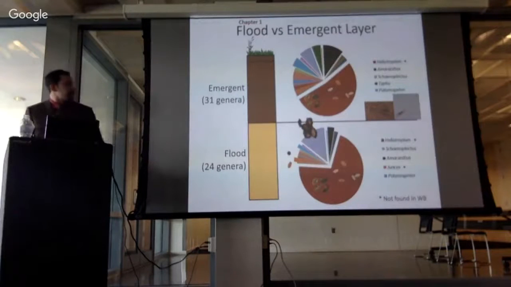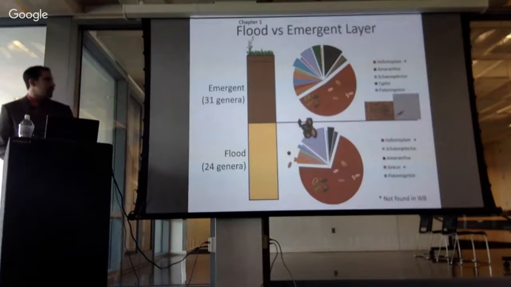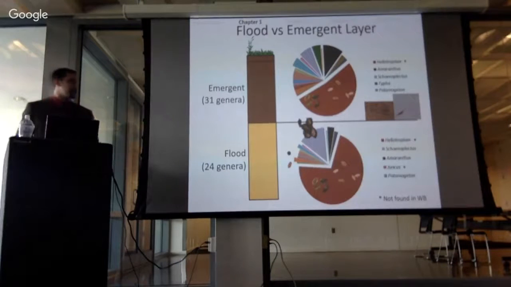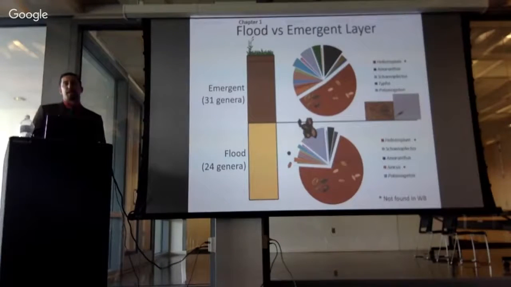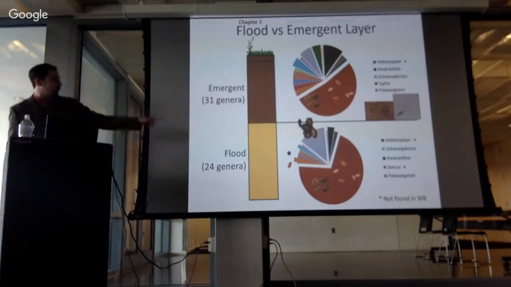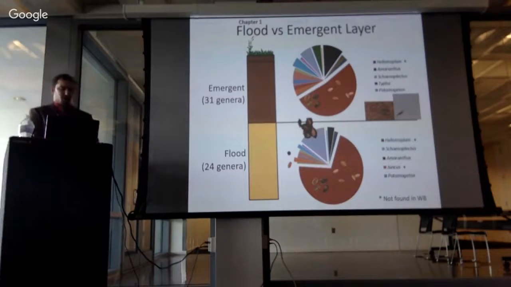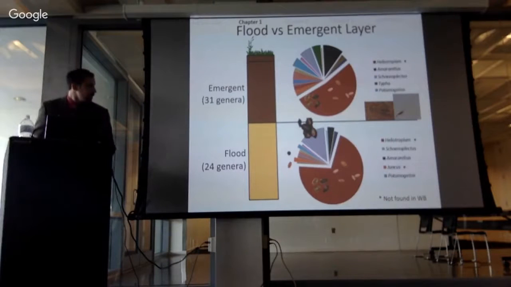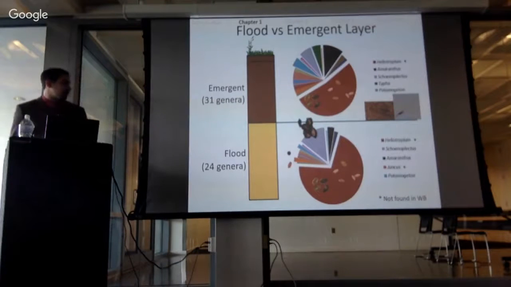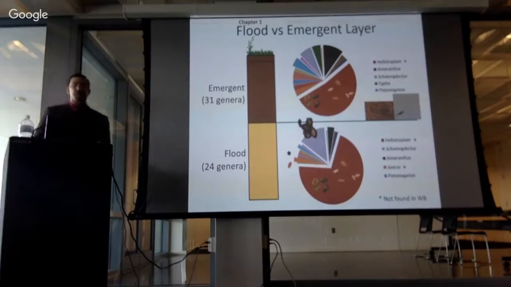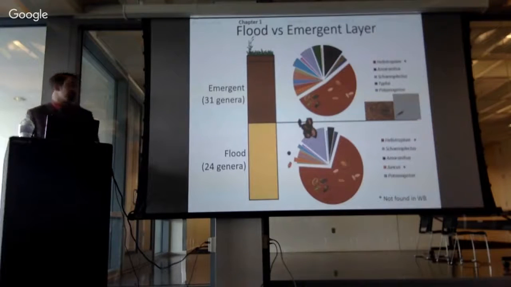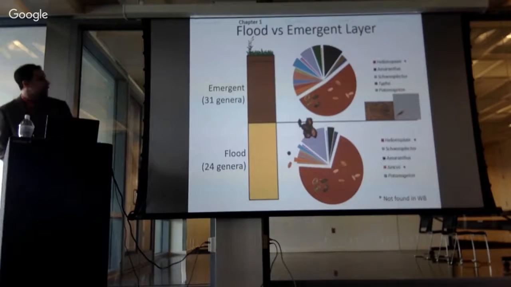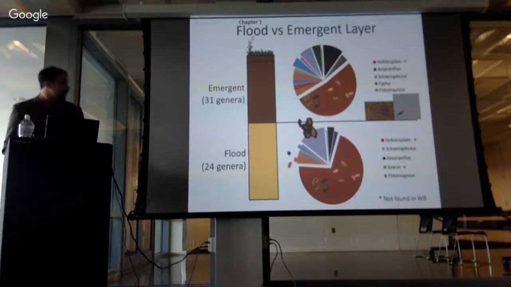Taking a look at our two layers, we can see both of them are highly dominated by the seeds of Heliotropium, which is a cosmopolitan plant, but it has never been observed in West Bay by me. The seeds were highly degraded. As you can see on the right there, they were basically the remnants of the husk of the seed coat. Additionally, Juncus was pretty prevalent in that flood layer. Again, also relatively degraded seeds. And Heliotropium decreased in abundance in the emergent layer.